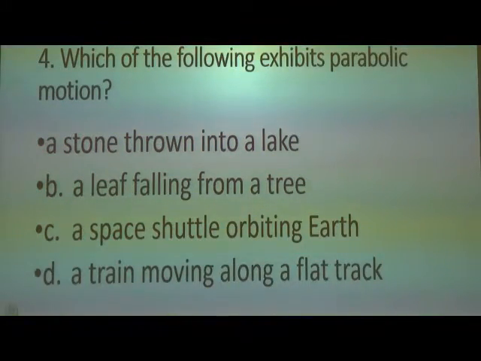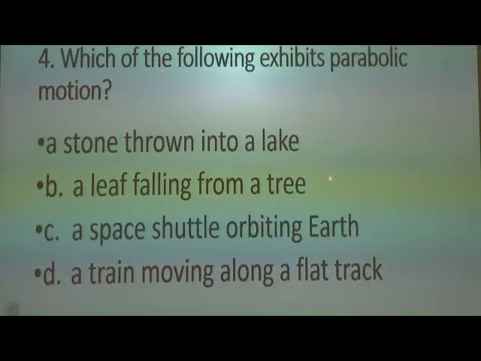Alright, a space shuttle orbiting Earth. That's just going around the Earth in a circular orbit. So that's not like a rainbow, so that doesn't work. A leaf falling from a tree.